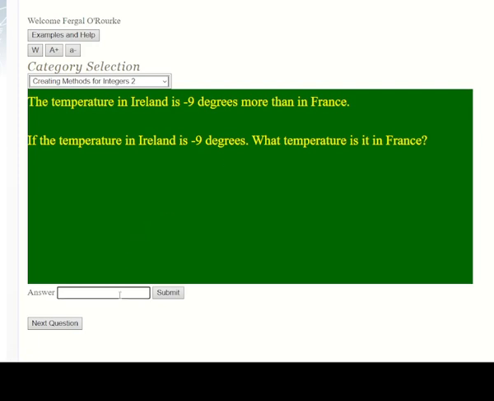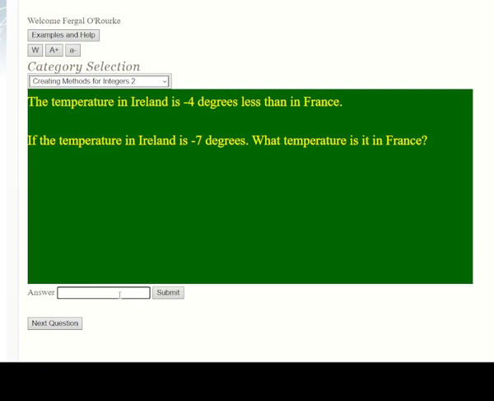Again, this sounds kind of complicated, but once you think, what would I do if I knew what those numbers were? If those numbers weren't negative, if they were normal numbers that I could deal with, what would I do? I would take the temperature in Ireland and subtract how much more it was than France. So it's -7 subtract -4, which is -7 plus 4, -3.